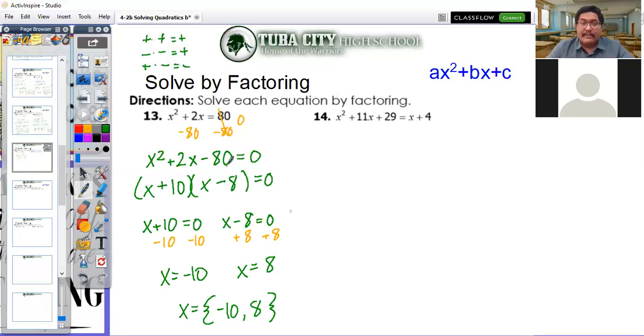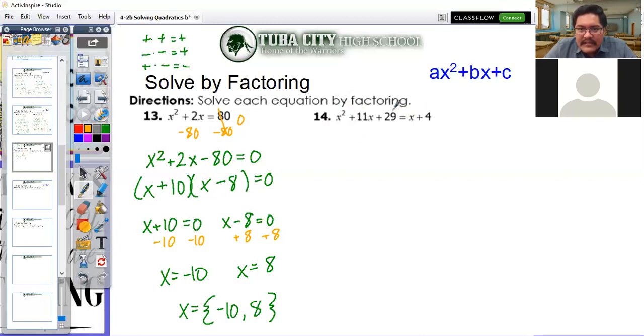Okay. If you're pretty good at factoring, like what we just did right here, it's going to go by really quick. Because in this case, it was a pretty easy one to think of two numbers that multiply to 80, subtract one from the other, and you get 2 of those same two numbers. So let's go ahead and move on to number 14.